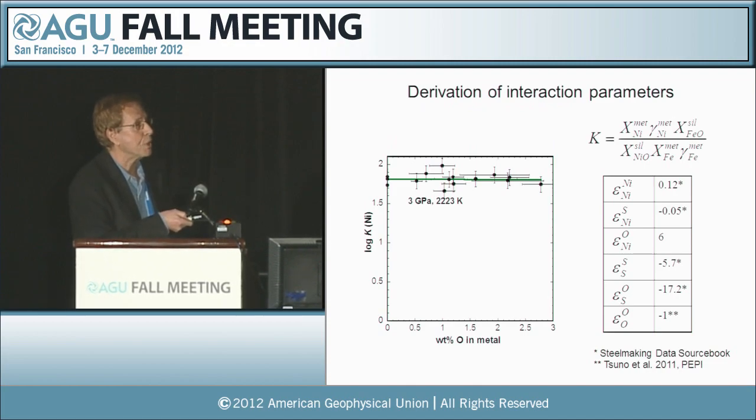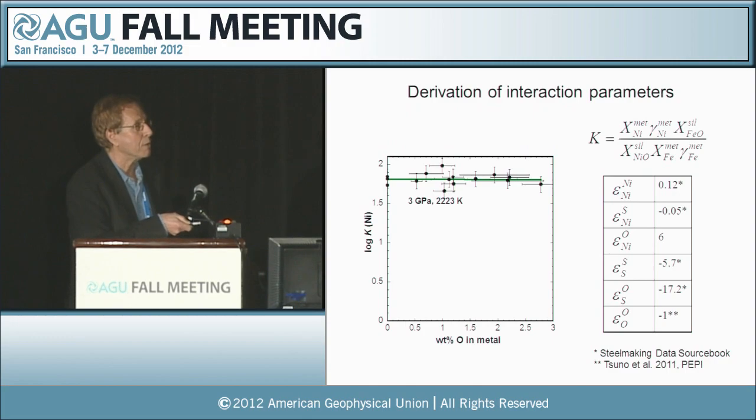So now we've got the activity of nickel in the metal and the activity of iron in the metal. And this shows the log of the equilibrium constant as a function of oxygen concentration. And this has to be independent of composition, and that's achieved with these 6 interaction parameters here. So 4 of these are taken from the steelmaking data source book, where there's many values from 1 bar data listed. This one here for oxygen is from a recent paper of ours by Suno et al.